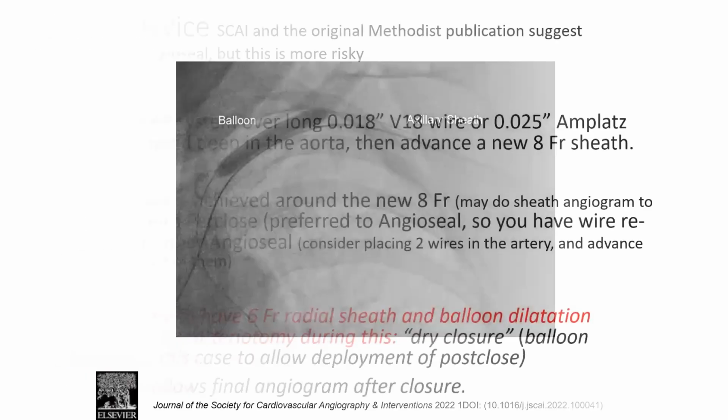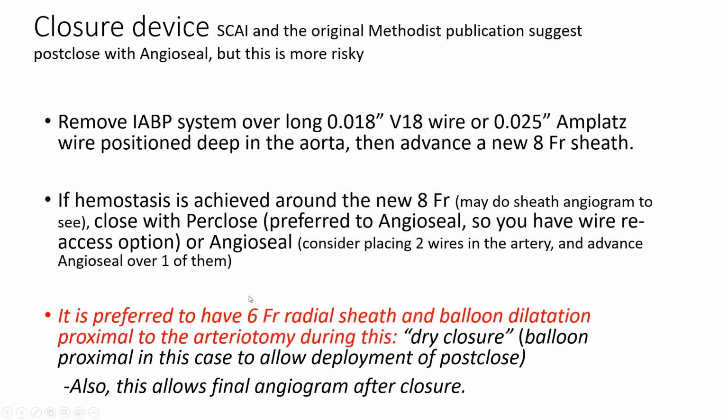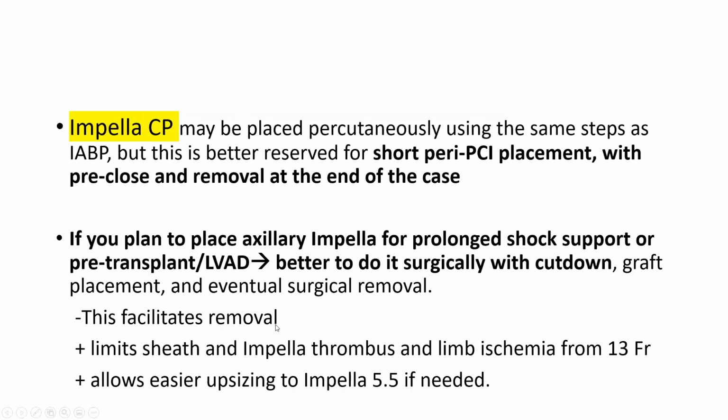And the closure device, if you fail, it is more catastrophic with a 14 French sheath. Two, if you place that Impella CP for a prolonged duration, it's a larger catheter and a larger sheath in the axillary artery. So there is a higher chance of limb ischemia and a higher chance of sheath and Impella thrombus formation. Based on a small series of indwelling Impella CP, there was high thrombus formation over that sheath when it's done percutaneously with a long dwelling time in the axillary artery.